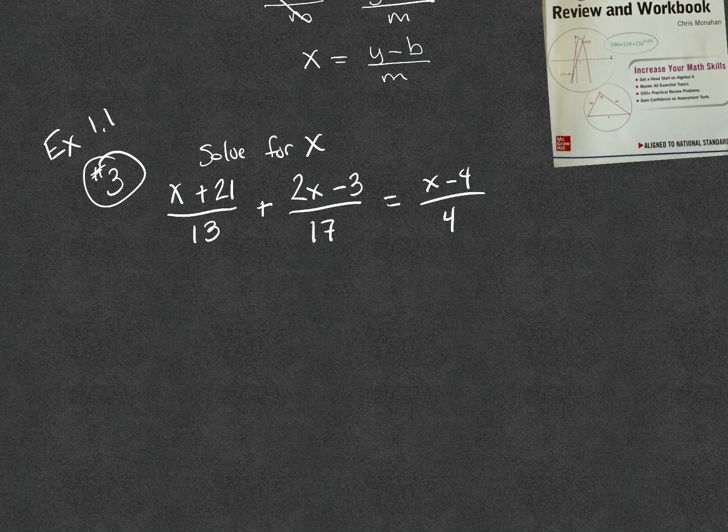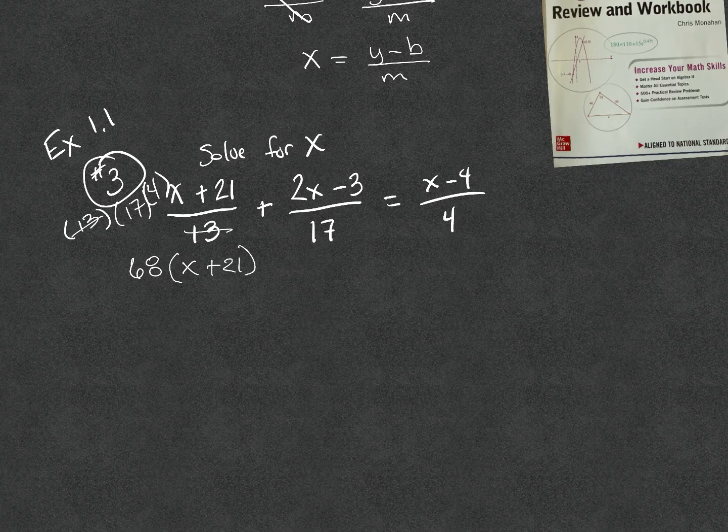if we multiply each term by 13, 17, and 4, then we can see that we don't need the 13 here, but 17 times 4 is 68. So we have 68, and then we have our numerator there, 21.